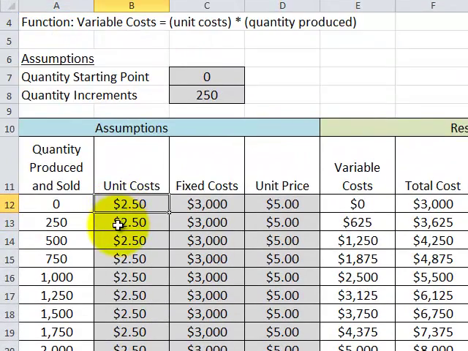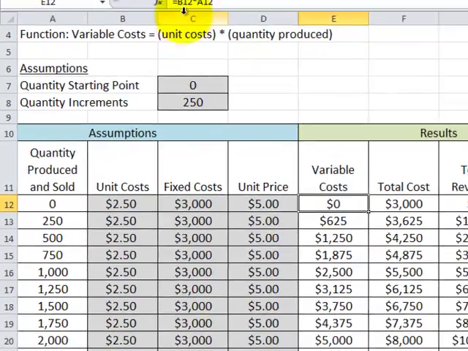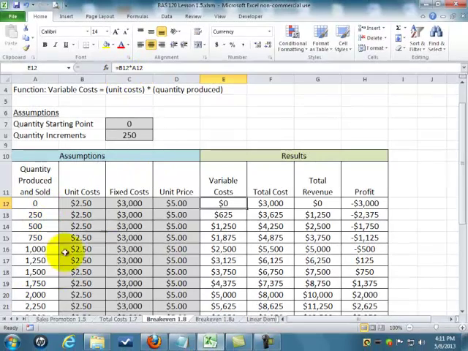Let's assume unit costs are $250. Fixed costs are $3,000, and unit price is our selling price. So what's going on here is we're making it for $250 and we're selling it for $5. Here's our calculation of our variable cost. Again, I'm not locking these because I want it to change as my units change. Not surprisingly, if we don't sell any quantity, our variable cost is 0. But just so you know, this cell is our unit cost times the number of units we sold.